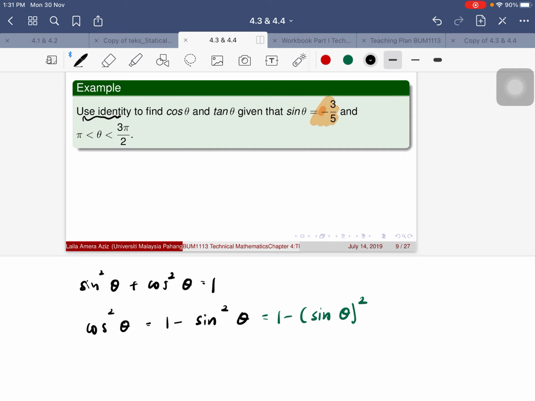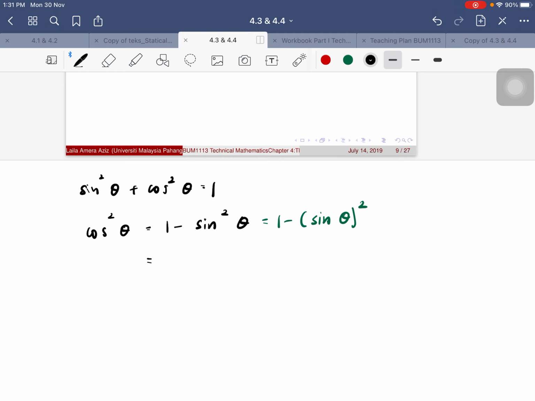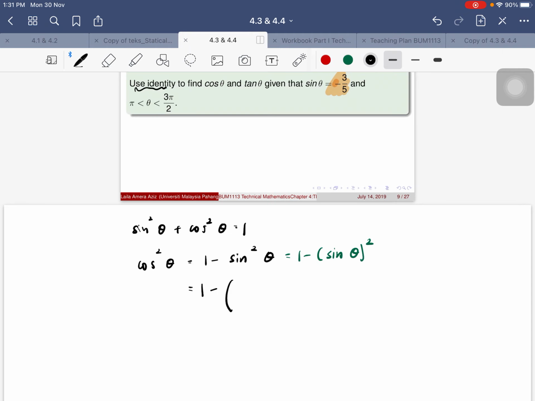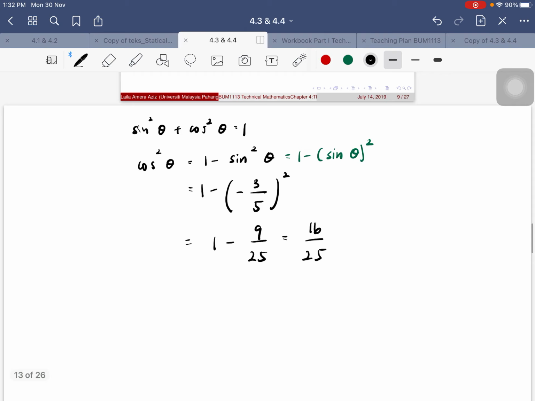Now when I substitute, I end up with 1 minus, and sine theta is given by -3/5 raised to the power of 2. This equals 1 minus 9/25, and 25 minus 9 gives 16/25. So that is cos square theta.